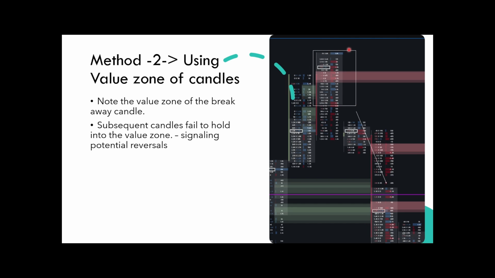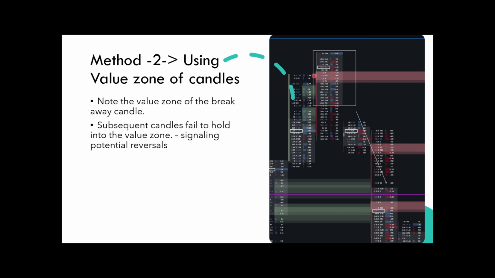What I am trying to see is, for the breakout candles, whether the market is trying to hold into the value zone or not. So whichever candle marks the high or the low of the day at that point, we do not know whether it's a new high or a new low, but whichever marks the high or the low of the day, we check whether prices are able to hold into the value zone or not.